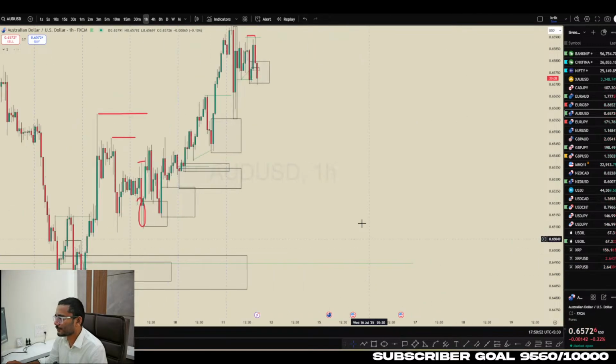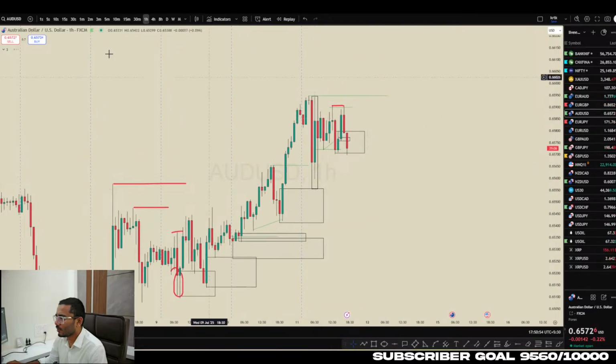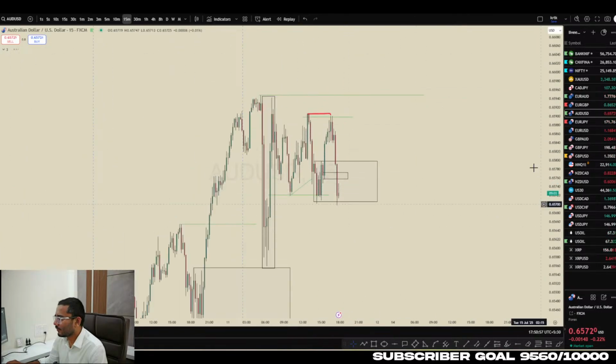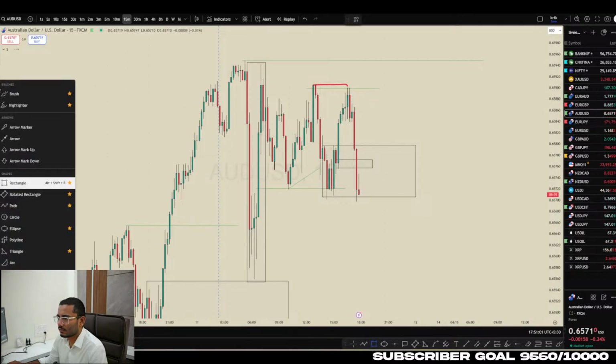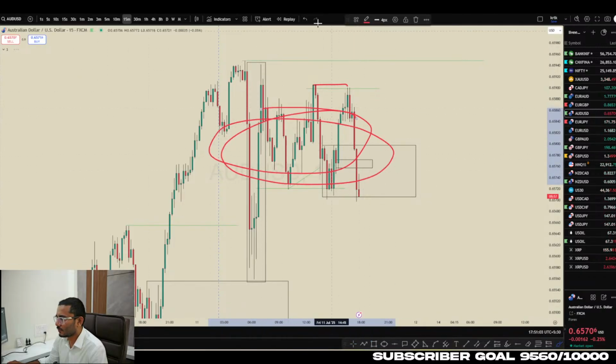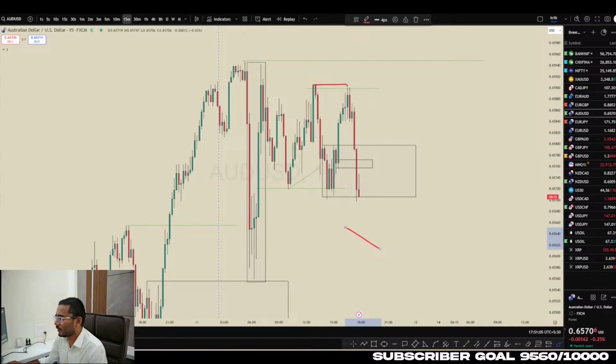AUD USD, I'm looking for buy side trade, but price has been consolidating here from yesterday. So there is no point looking for trades.